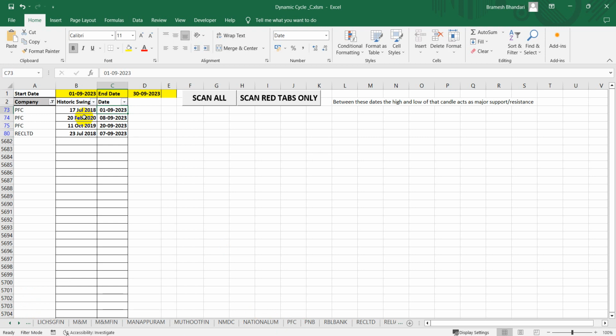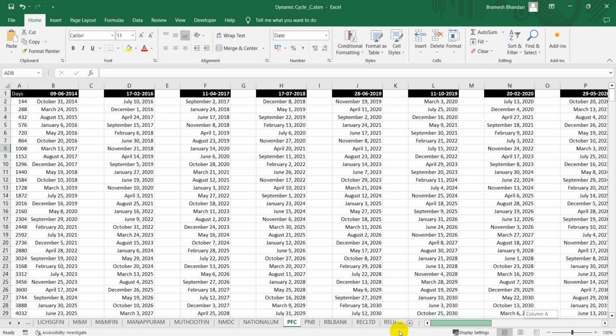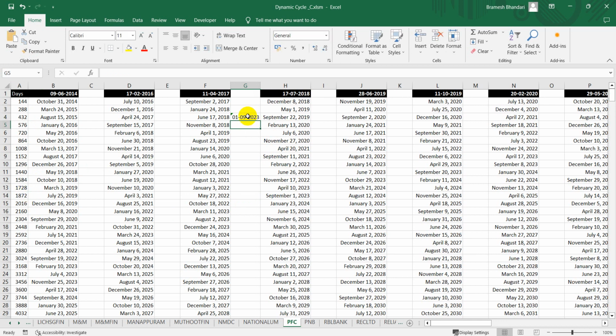So the reference was at 1st July, 17 July, and 20th Feb. So we just take the major high and low, put it in our sheet. 17 July, see here 17 July, and here is our date 1st September. It is 1872, just multiples of this, right? So the concept here is just add this date with 1872, you'll get 1st September 2023. It is as simple as that, no rocket science. And these are major bottoms, right?